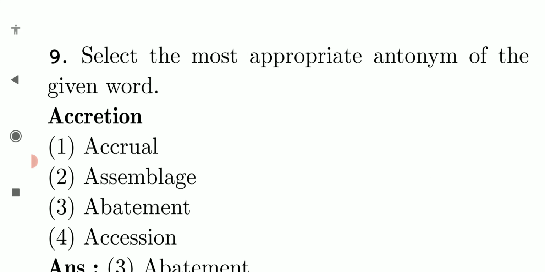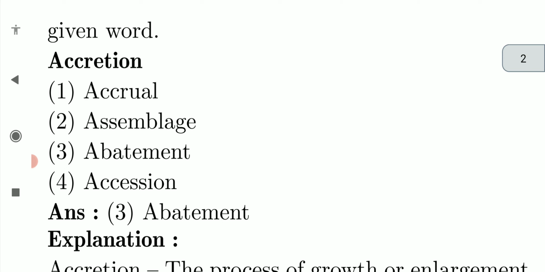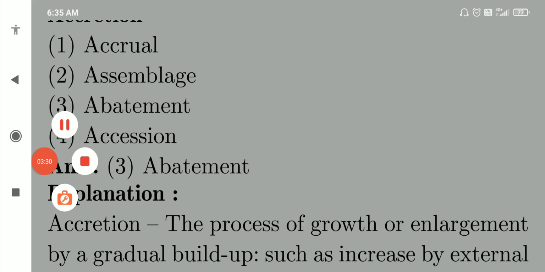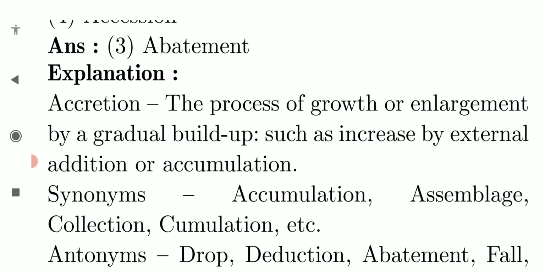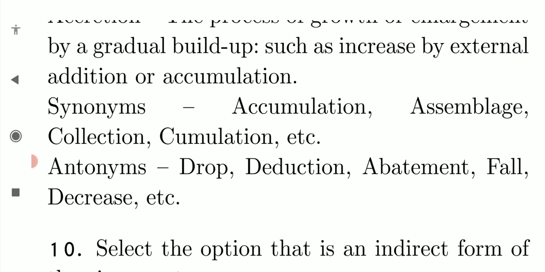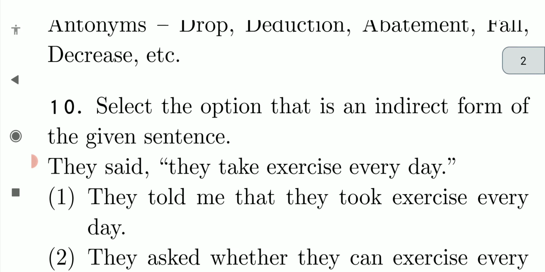Next, accretion. Antonym for accretion is abatement. Accretion means the process of growth or enlargement by a gradual build-up, such as increase by external addition or accumulation. So increase is referred to as accretion. Therefore the other synonyms would be accumulation, assemblage, collection, etc. Antonyms means decreasing, right? So drop, reduction, abatement, fall, decrease, everything comes under antonyms.